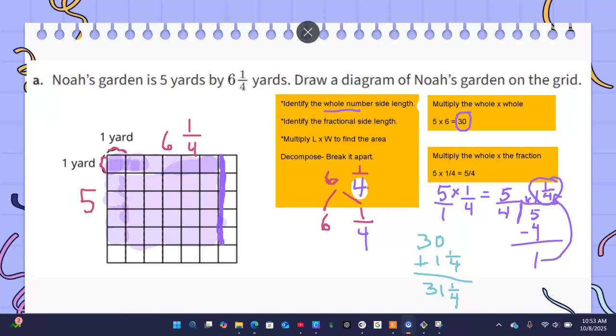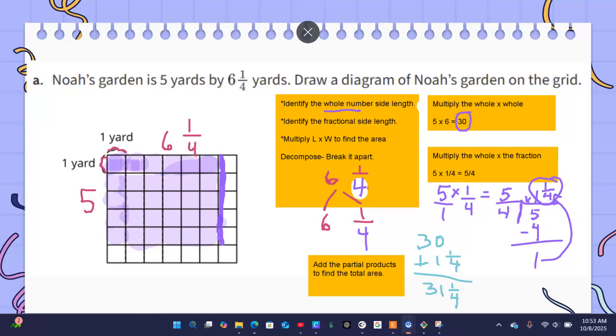And our last step, let me go ahead and type this portion out because I don't want anybody to miss this. You're going to add the partial products, because both of those are called partial products. Add the partial products to find the total area.